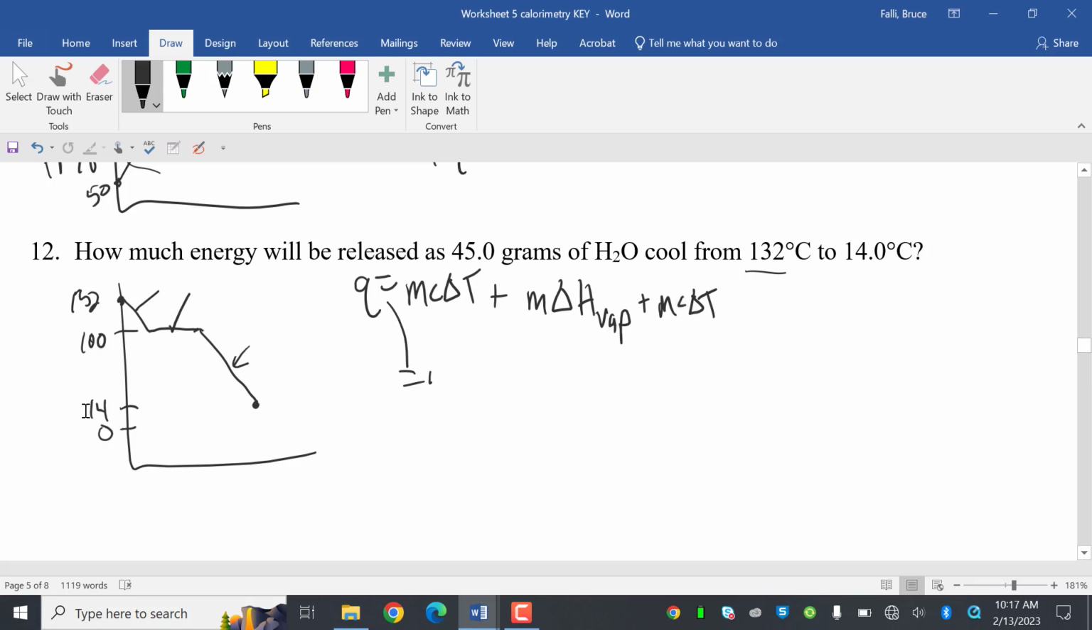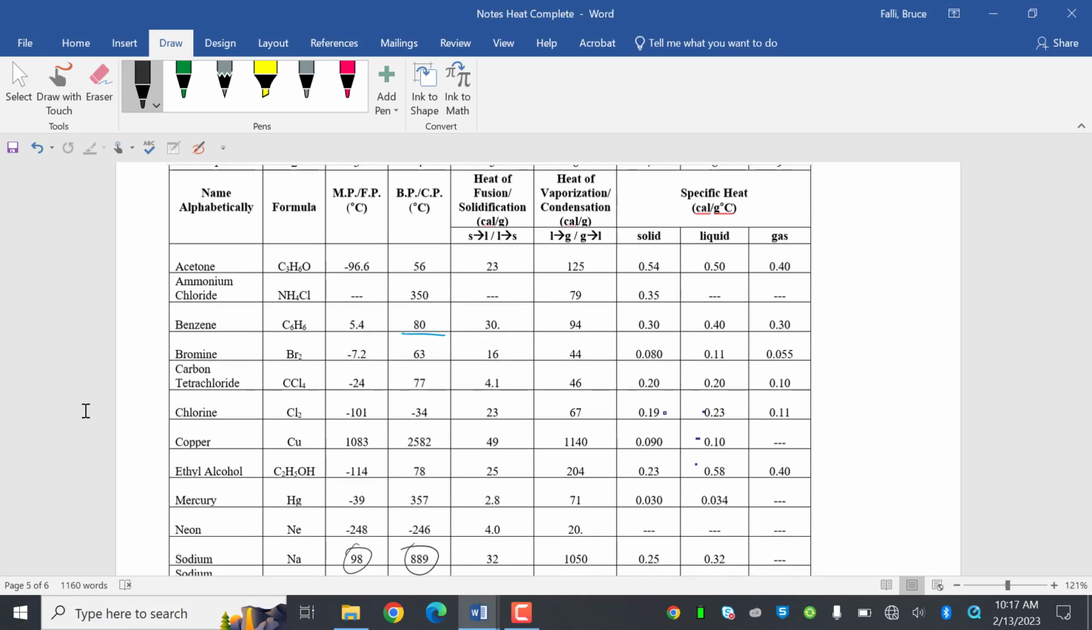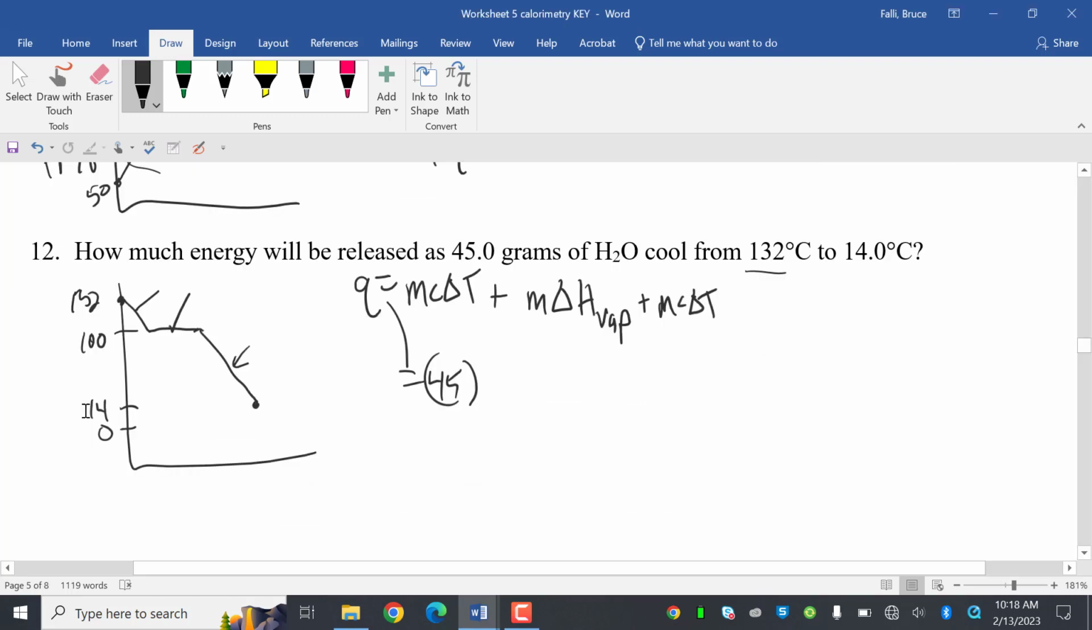So my mass is 45 grams. But I put a little G outside of there. I didn't need to do that. 45 grams. Specific heat of the gas. Here's solid, liquid, gas, specific heat. The specific heat of gaseous water is 0.5. The change in temperature from 132 to 100 is 32.